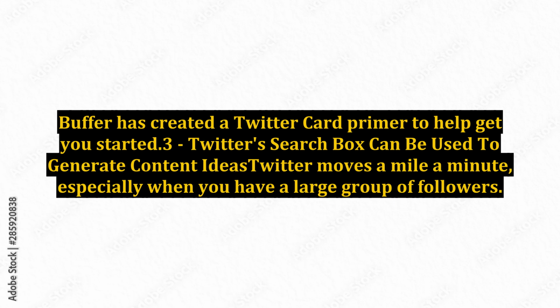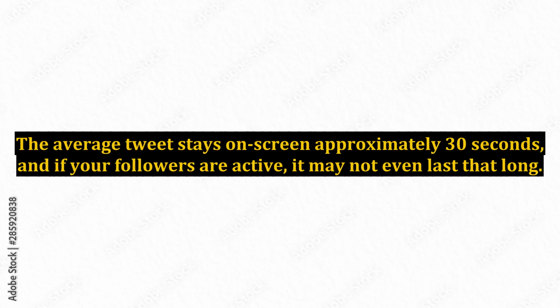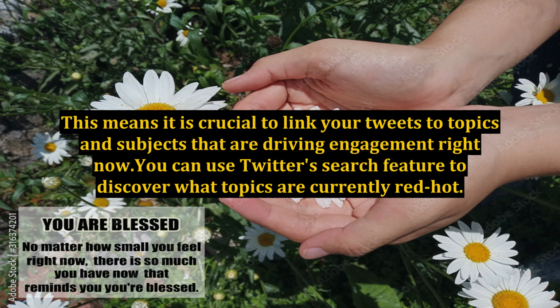Twitter moves a mile a minute, especially when you have a large group of followers. The average tweet stays on screen approximately 30 seconds, and if your followers are active, it may not even last that long. This means it is crucial to link your tweets to topics and subjects that are driving engagement right now. You can use Twitter's search feature to discover what topics are currently red hot.